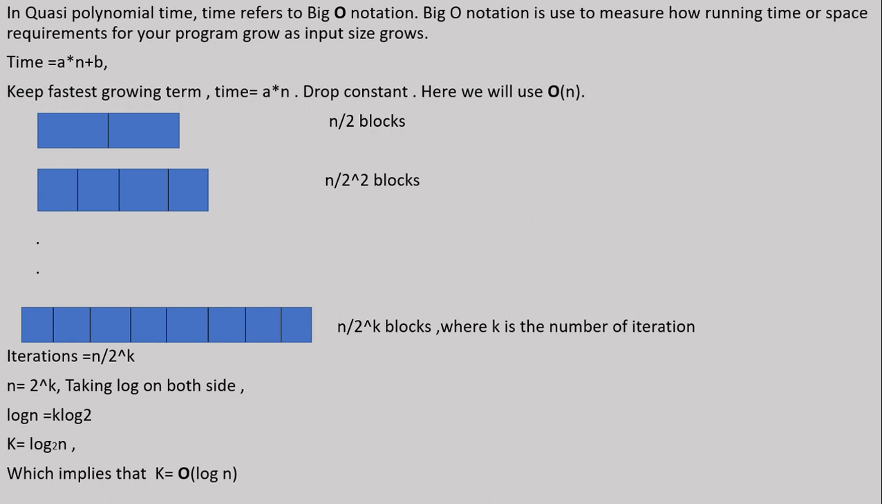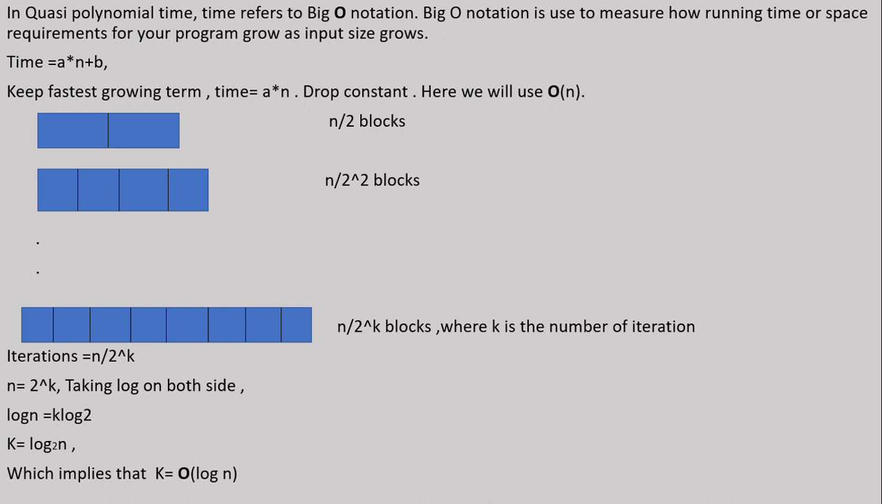Here in these papers, many times you can see the big O notation, so I will discuss the big O notation. Big O notation is used to measure how the running time or space requirements of your programs grow as the input size grows. It means how much time is taken by programs, like polynomials, depending on our input size.